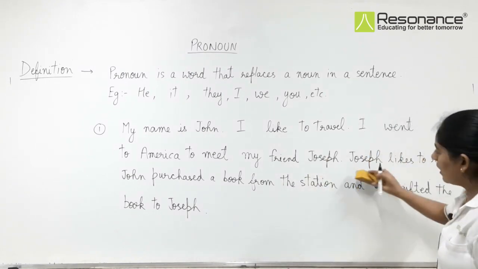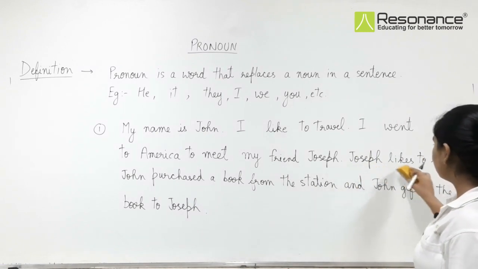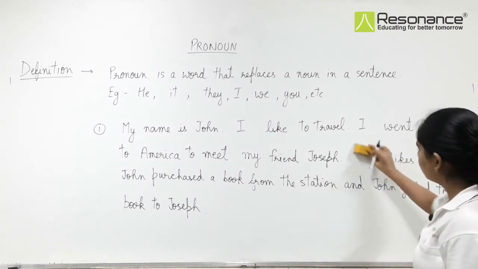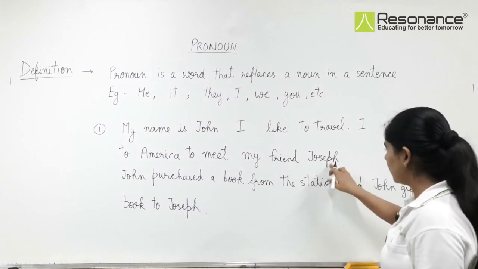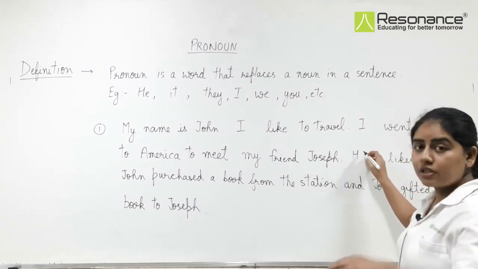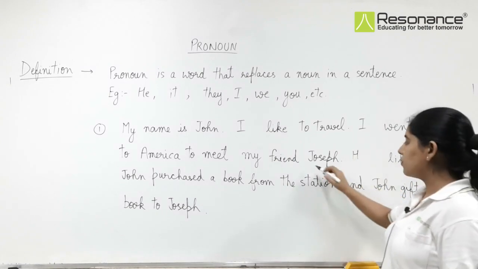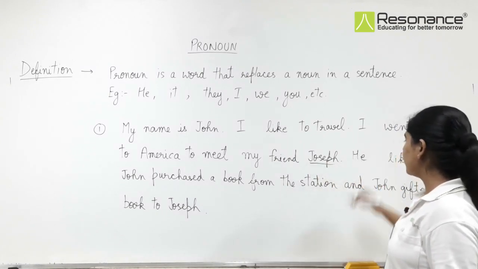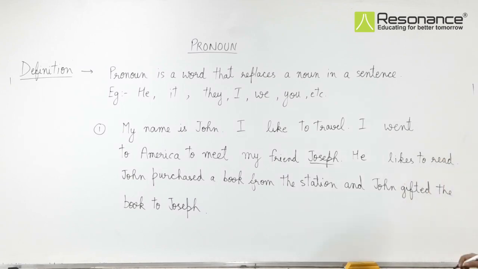Now again I am writing about Joseph. Joseph likes to read, so I will remove this and I will write about Joseph. Now I am talking about the third person. Who is the third person? Joseph is the third person, so I will use he over here. He likes to read.